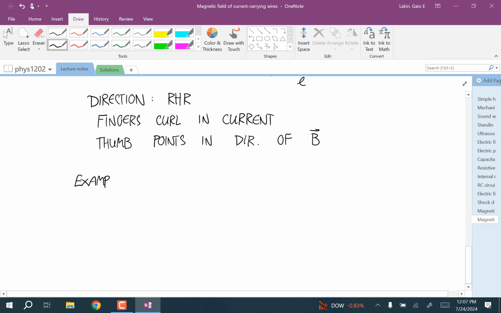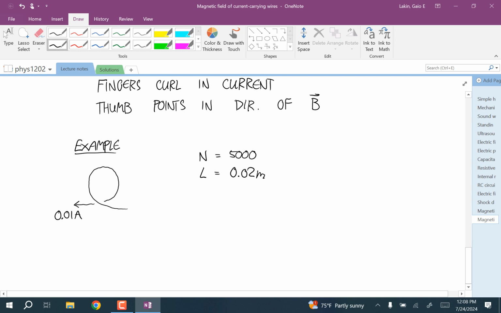So let me do a numerical example. Let's say we have current flowing through a bunch of coils of wire in this direction. Let's say that this current is relatively small, 1/100th of an amp. But let's say in this we have very tightly wound wire carrying this current. And we'll say that the number of loops is 5,000. And it takes up a space of 2 centimeters. And we want to calculate the magnetic field inside that coil.